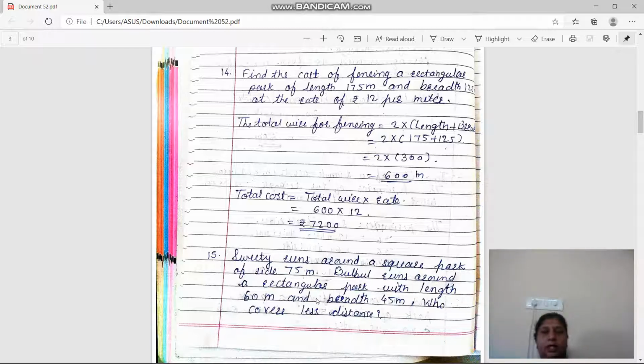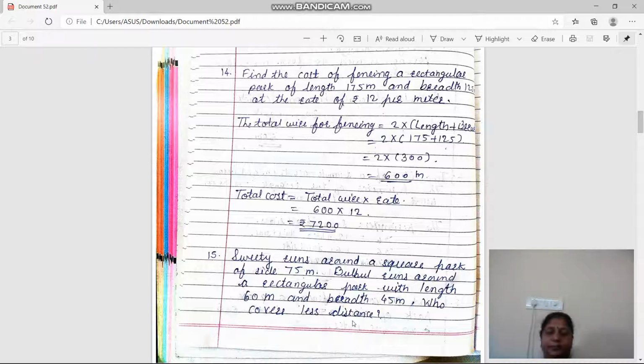Now next, Sweetie runs around a square park of side 75 meter. Bulbul runs around a rectangular park with the length of 60 meter and 45-meter breadth. Who covers the less distance? Now we have to first calculate the total distance. Sweetie runs around the square park, so we have to first calculate the perimeter of the square park. Then Bulbul runs around the rectangular park. So for that we have to use the perimeter of rectangular park formula, right?